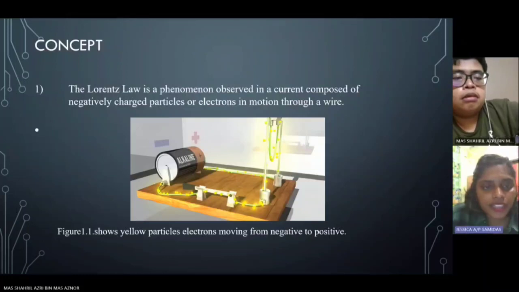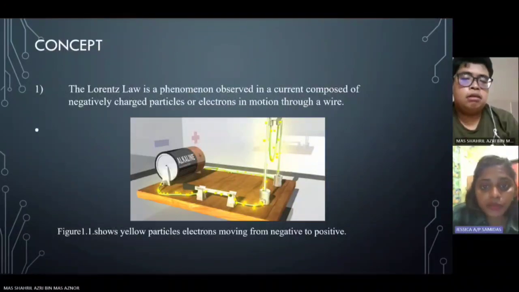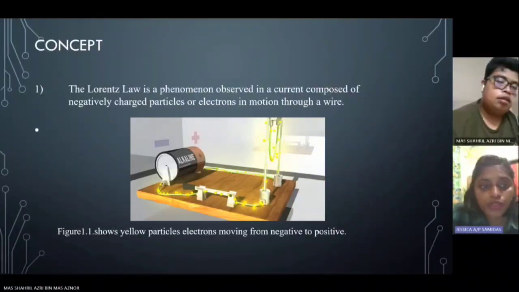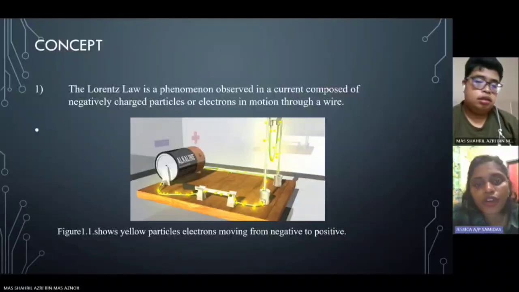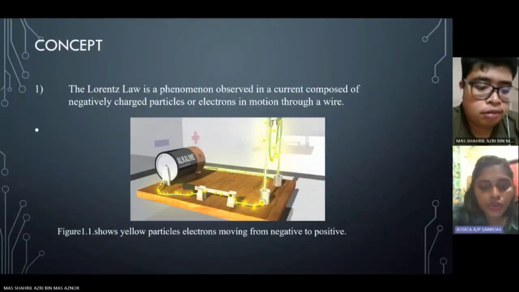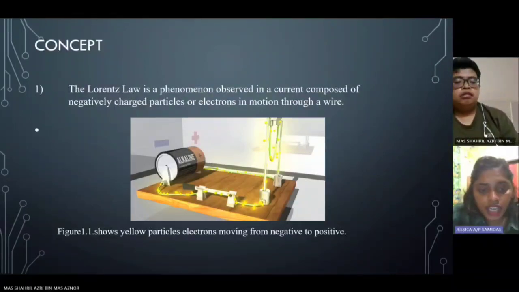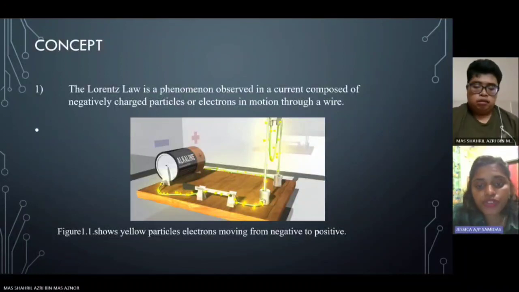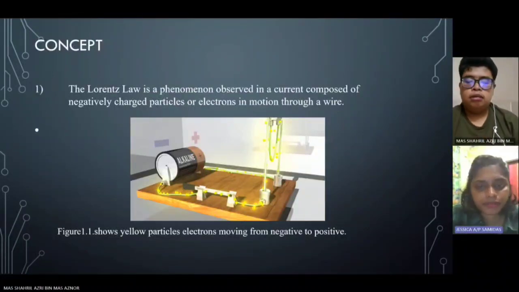And next we can see the concept here. So here I will explain how it works. The Lorentz law is a phenomenon observed in a current composed of negative charge particles, or electrons, in motion through a wire. So we can see electrons, the yellow particles shown here, moving from negative to positive.